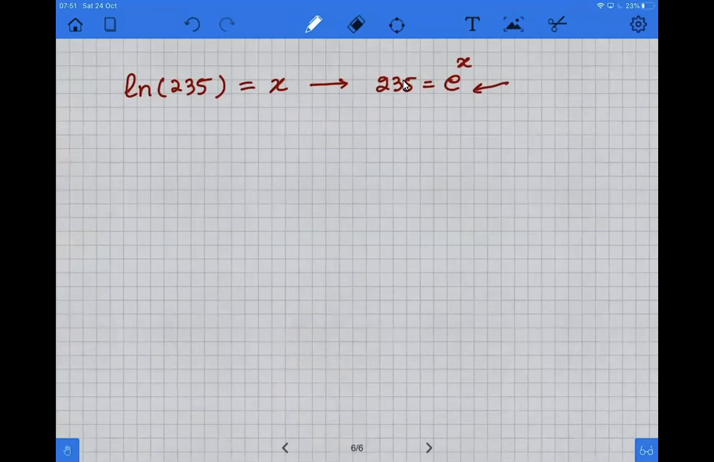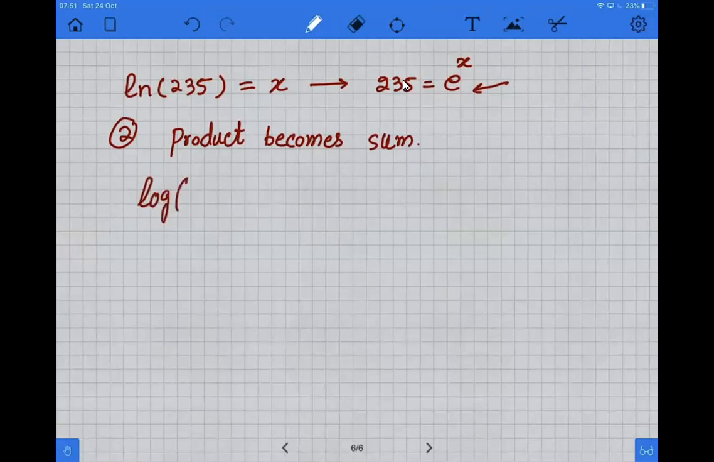Then other rules for log and natural log. The second rule is product becomes sum. What is the importance of this rule? When you have product, it is non-linear. When you go with sum, it becomes linear. So in log, product becomes sum. For example, if you have log of a into b, it can be written as log of a plus log of b.